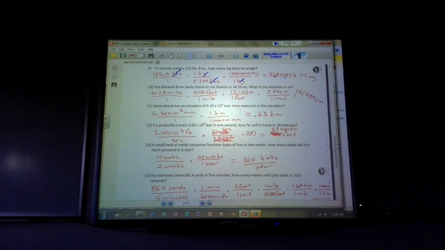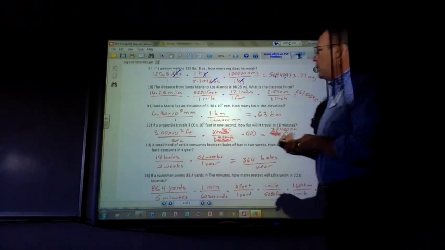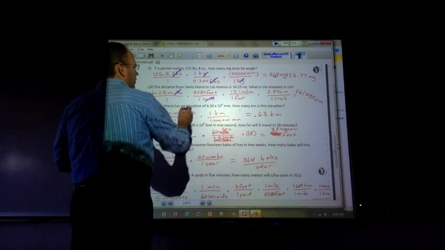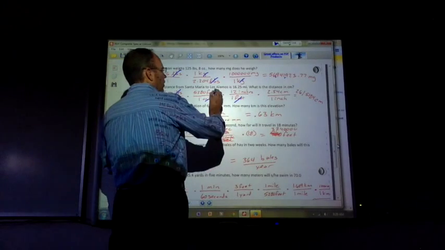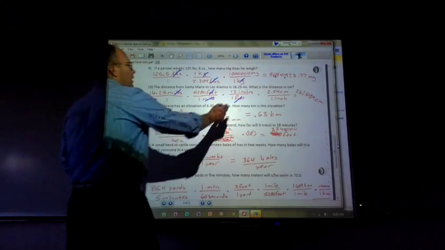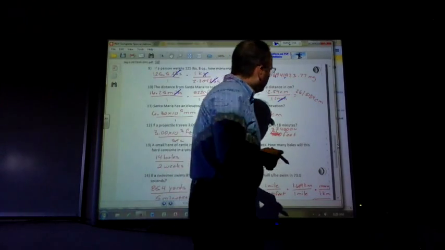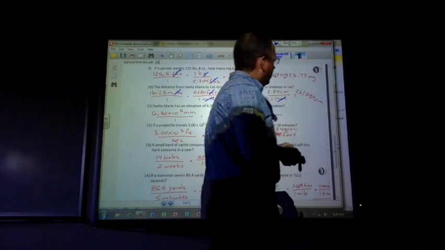All right, the distance from Santa Maria to Los Alamos is 16.25 miles. What is the distance in centimeters? Well, I know that 1 mile is the same thing as 5,280 feet. And then I know that 12 inches is in a foot. So a foot and feet is the same thing. Those cancel. And then I know that there are 2.54 centimeters in every inch. Now my inches are going to cancel out. You notice it's canceling top to bottom. That's the important thing to see. So if you multiply these together, you wind up realizing it's 2,615,184 centimeters to get from Santa Maria to Los Alamos.